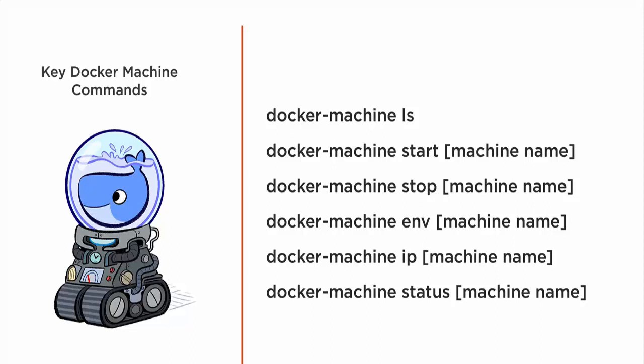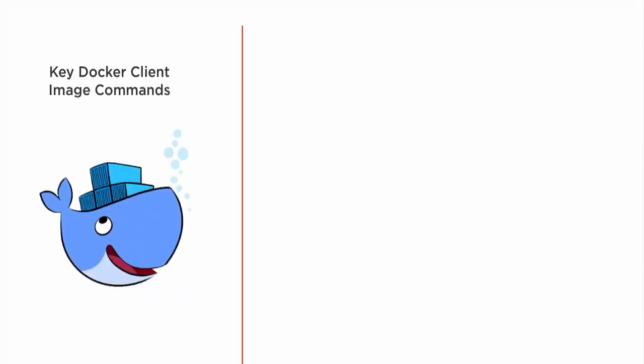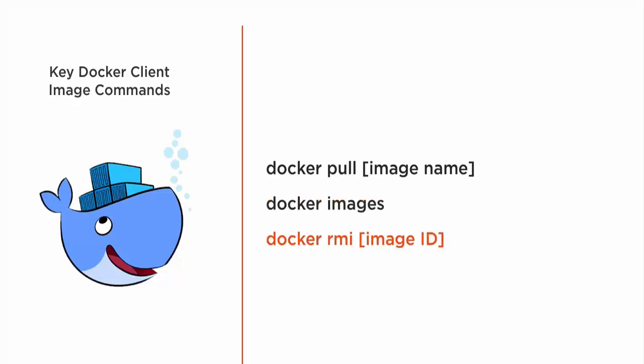Now, in addition to Docker Machine, we also talked about Docker Client. And Docker Client, of course, is all about images and containers. So some of the image commands we talked about were docker pull. We talked about docker images, which lists all the images you have on your machine. And then we talked about how you can remove an image with docker rmi, and you can give it the image ID that's available when you run docker images.